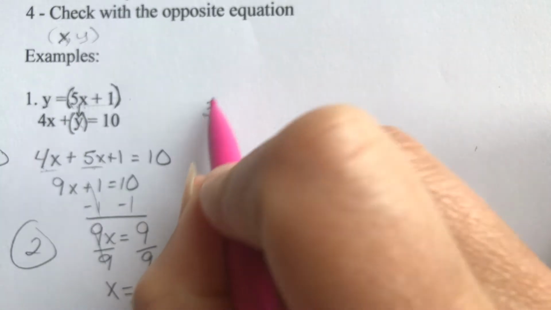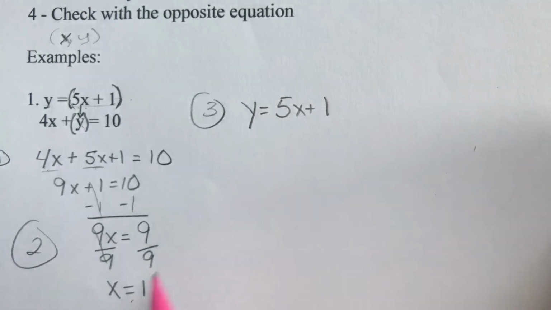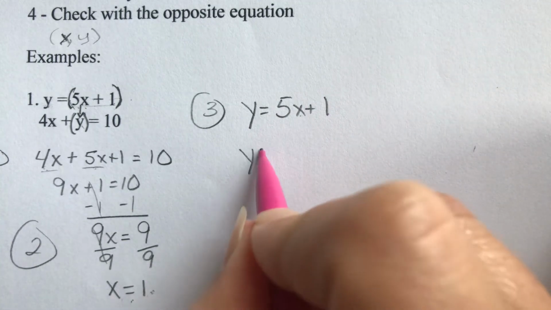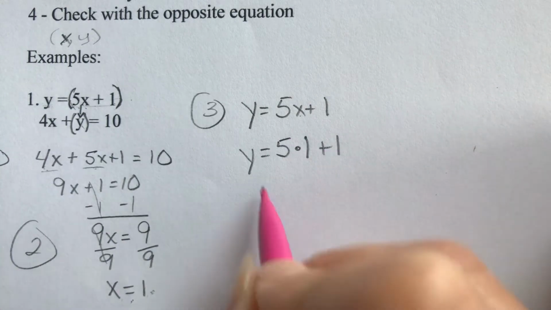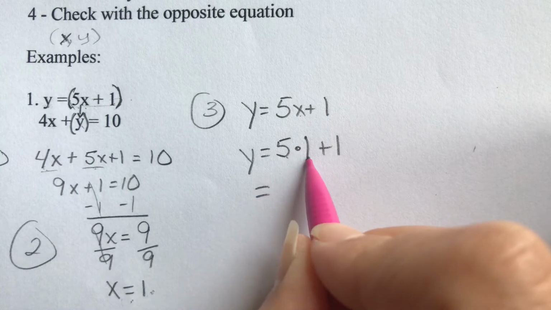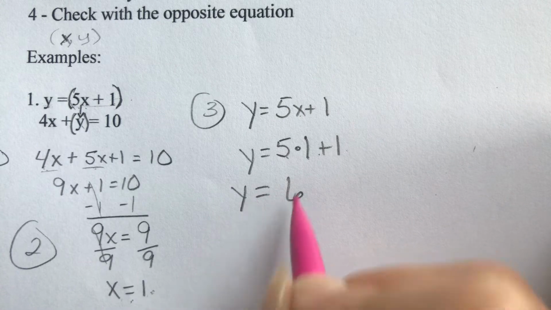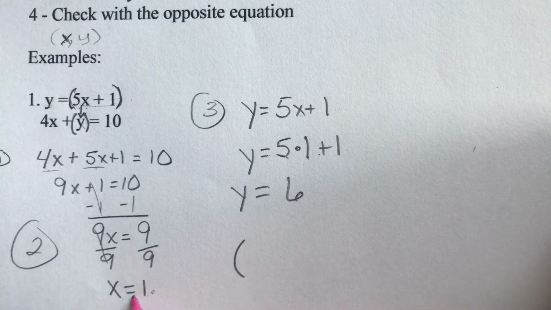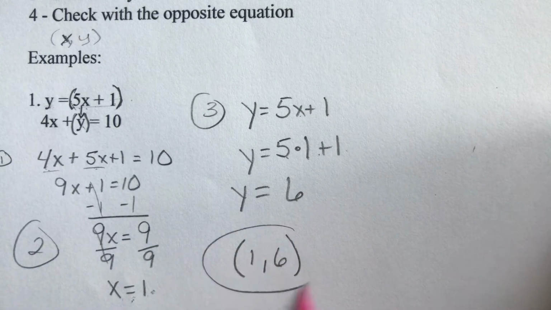So step 3, I'm going to take my first one, y equals 5x plus 1, and substitute in 1 for x. So y is equal to 5 times 1 plus 1. 5 times 1 is 5, plus 1 is 6. So y is equal to 6. Here I believe my answer is x comes first, 1 comma 6. So here's my answer, my solution.